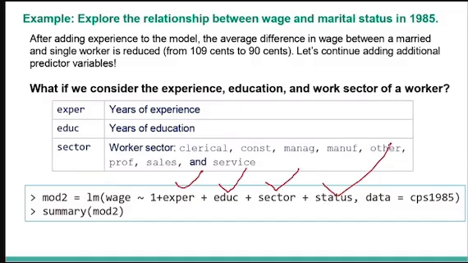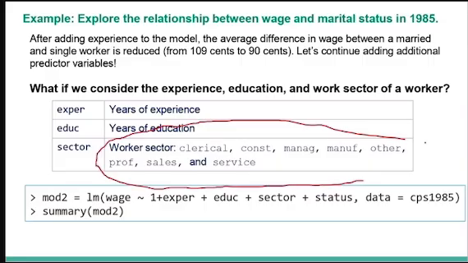I got four. But when you take a look into these four, the years of experience and the years of education are continuous. I'm going to say that again. Continuous means they do not have levels, no categories. But sector has categories. Status also has categories. These are the sectors that we have. They can be clerical and so on. But you know what's going to happen? If you put the data in R, R will automatically remove one and make it a reference.